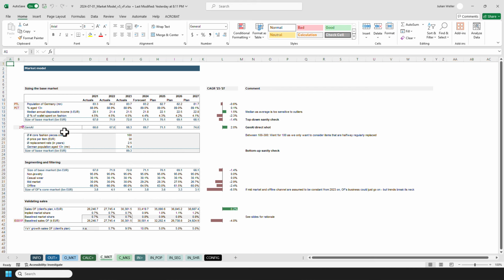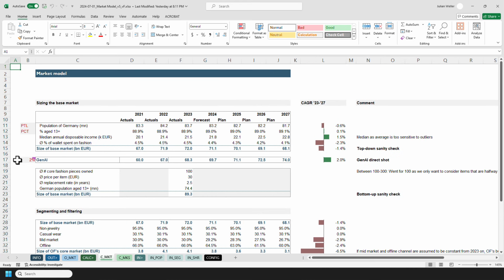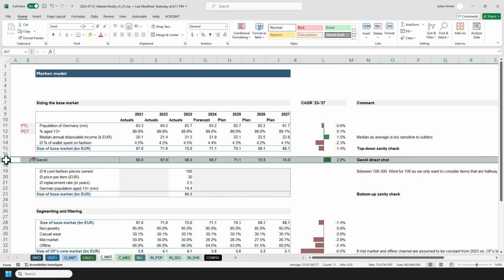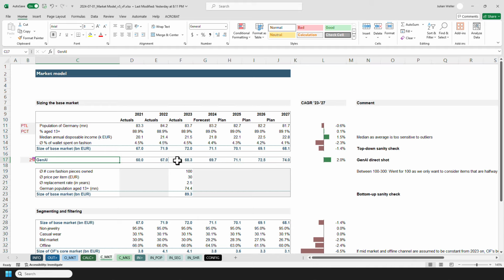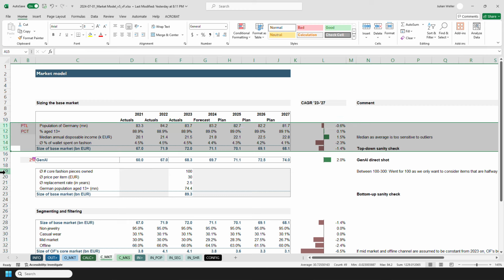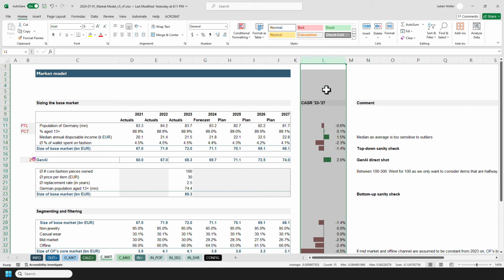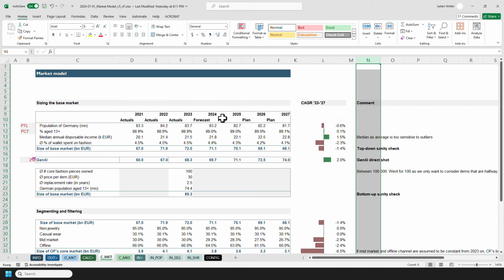Let me just go right here and zoom in a little bit. So here you can see the second or third slide from the PowerPoint presentation. Here we have the direct shot of the market size of the Gen AI. And here we have those 68.3 billion in 2023. Up here we have the top-down sanity check, and down here the bottom-up sanity check. Here we have the CAGRs from 2023 to 2027. I also every now and then put in a comment here.